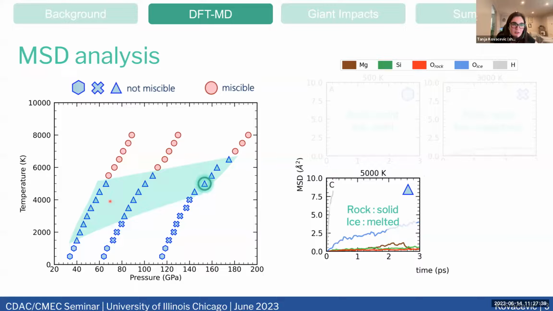Next, we have all the triangular points, where we get to this melted ice phase. We still have rock is solid, but we get to this melted ice phase where, again, it's not like water, it's not H2O floating around, it's this dense ionic liquid.